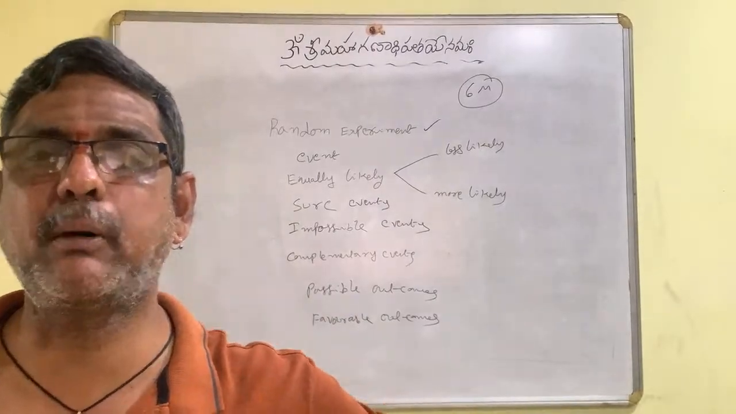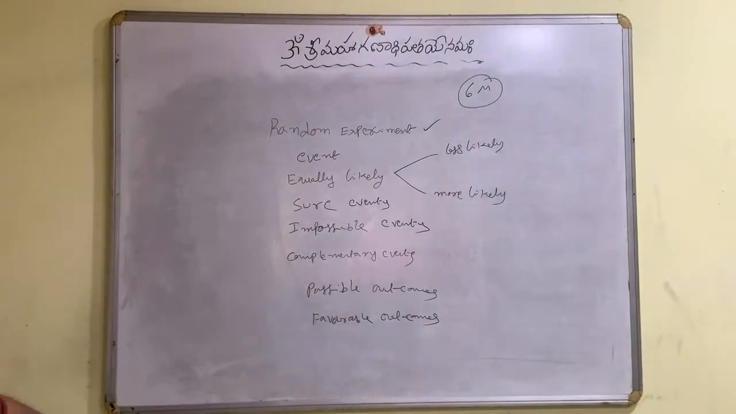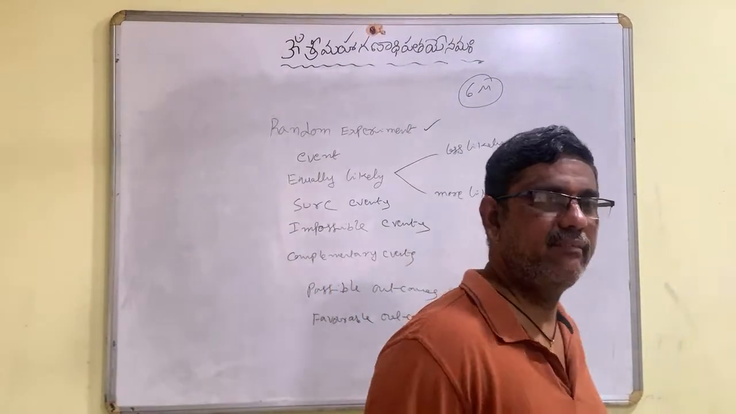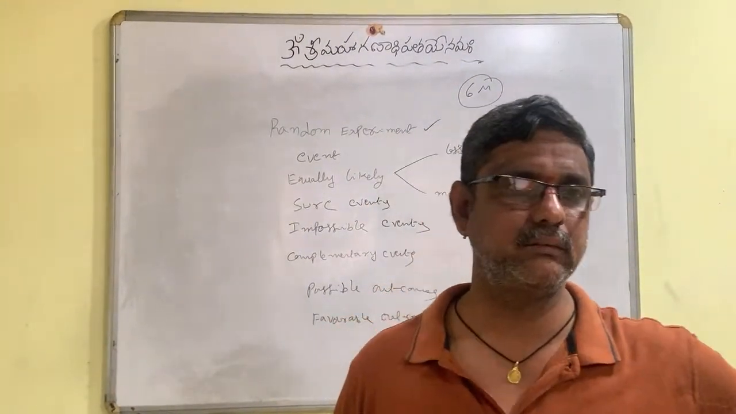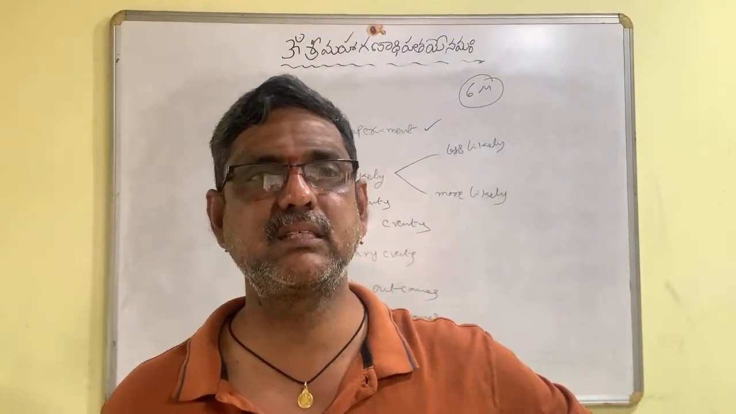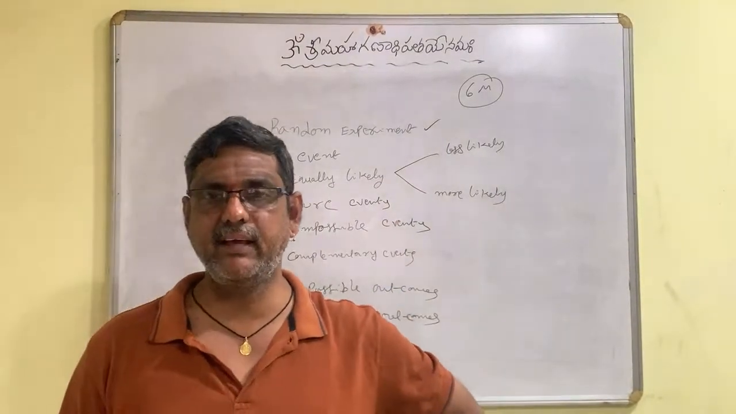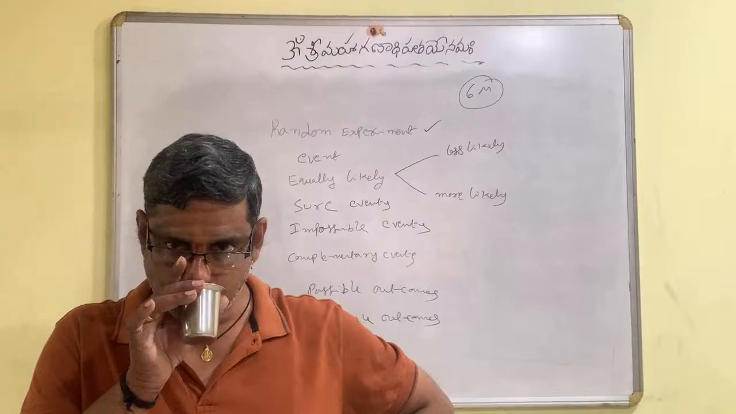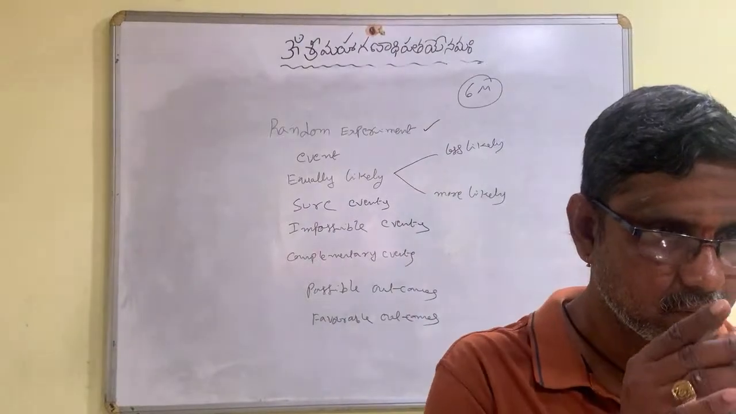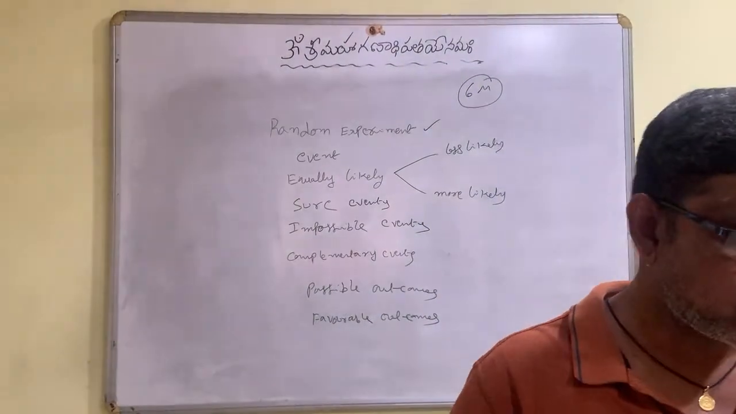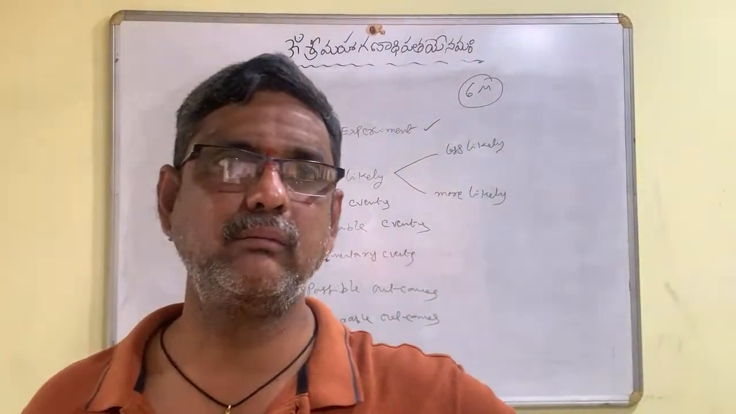Right. Next one is sure event. An event of an experiment whose probability is exactly 1 is called a sure event. Can anyone say one example?